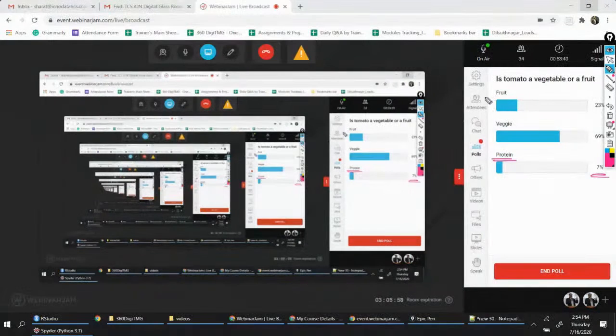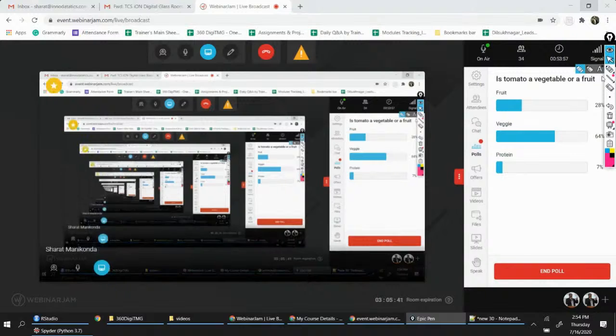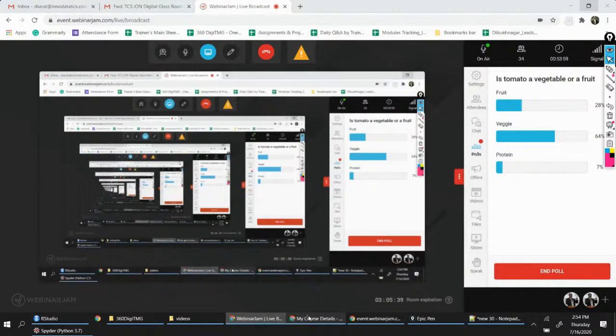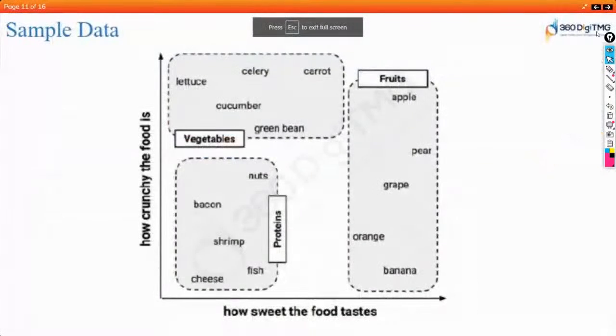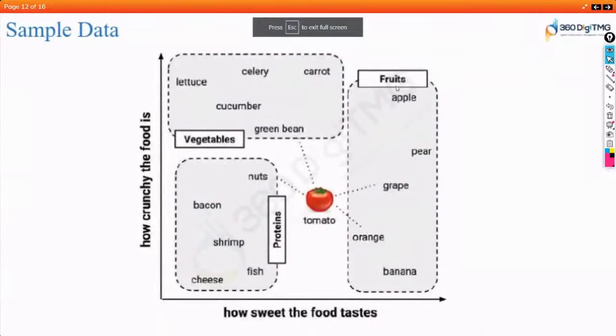So if you ask me, I cannot directly tell whether it is a fruit or a vegetable. We don't have any formal definition for tomato. Though we consume it as a vegetable, it also has all the characteristics that are required for a fruit. So let us now try and identify whether tomato belongs to fruit or protein or vegetable. To which class should we assign this new ingredient?